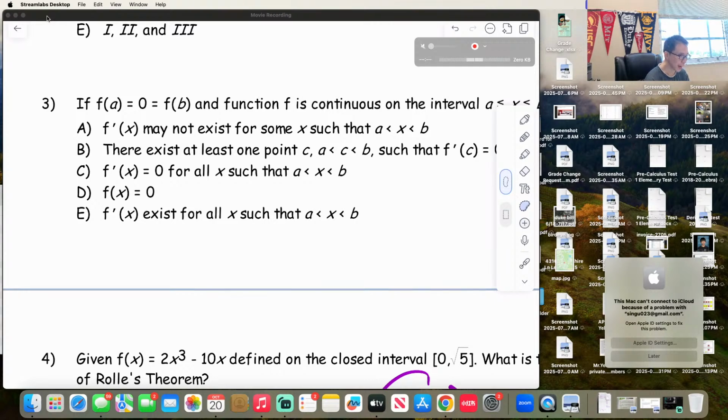So we're going to go backwards. We're going to go E. Can somebody tell me why E is wrong? Raise your hand if you know. It is wrong, by the way.